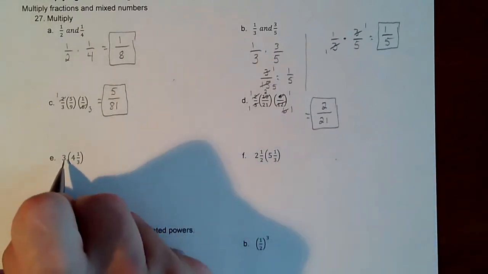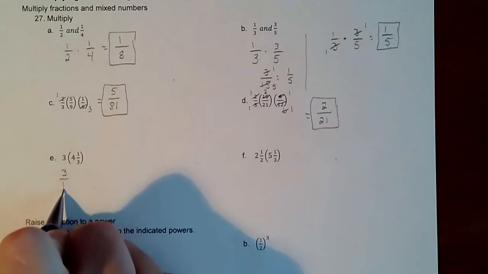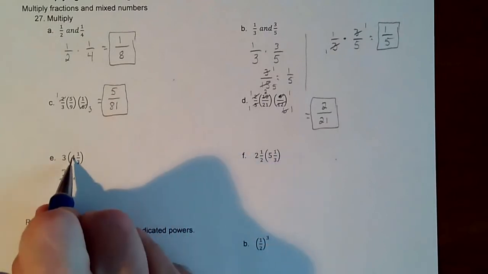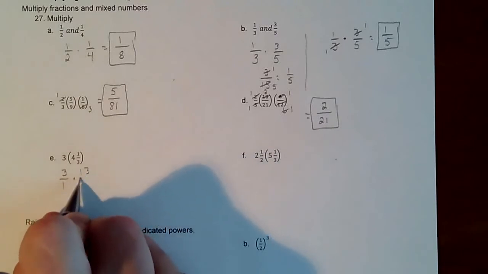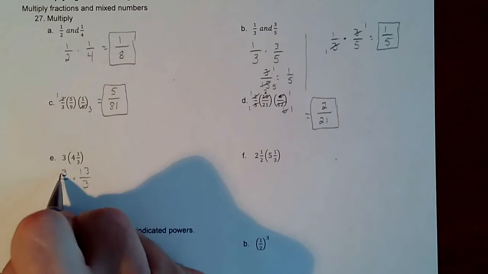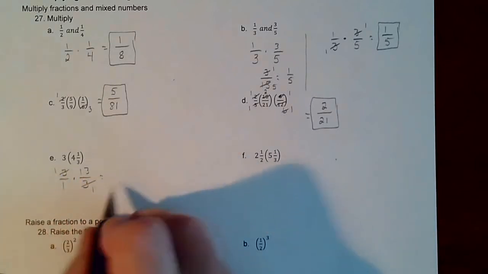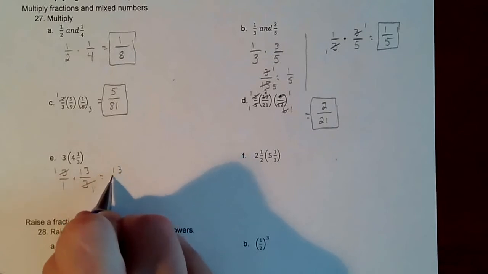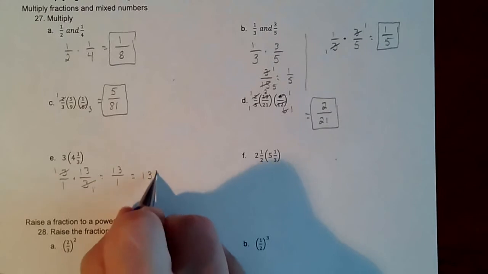So we need to turn this into an improper fraction. So that's going to become 3 over 1. And this is going to be 4 times 3 plus 1 is 13 over 3. Okay, so now we're going back to the same thing, but before we do the top times top, bottom times bottom, I'm going to simplify the 3's. And then I'm just left with a 13 on the top multiplied together and a 1 on the bottom, which just makes 13.